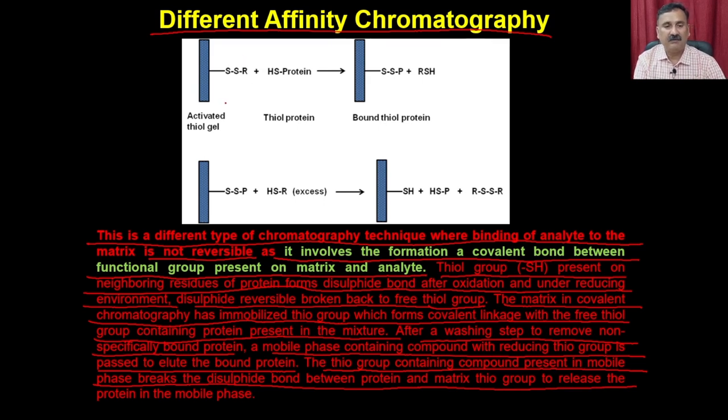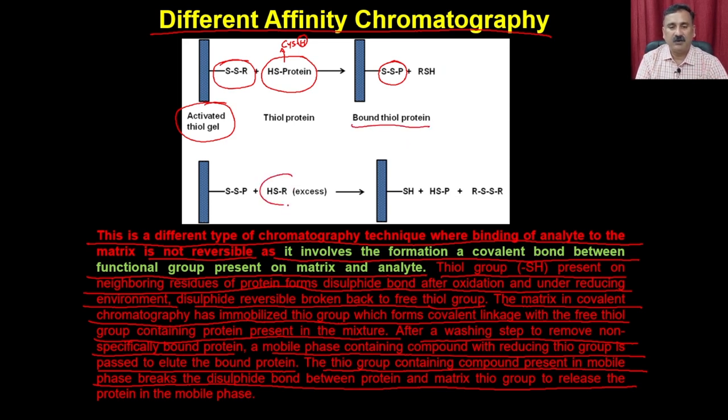So what you have is the activated thiol group, which is like S-S-R. When you add a protein, the protein has a free cysteine, right? The free cysteine reacts and makes a disulfide linkage between the cysteine present on the protein and the matrix, so the protein is bound. And then when you add the reducing equivalents, it reduces the column, and that is how it releases the protein into the supernatant.